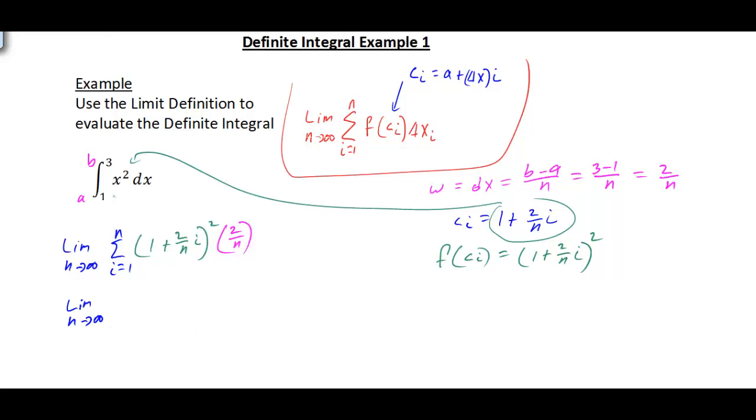And if we do that, we're going to get 1 times 1, which would be 1. And then we're going to get 1 times 2 over n i, and then when you FOIL it, you're actually going to get that again. So you're going to end up with 4 over n i. And then you're going to square the last term, so 2 squared is 4 over n squared i squared. And then we still have the 2 over n.